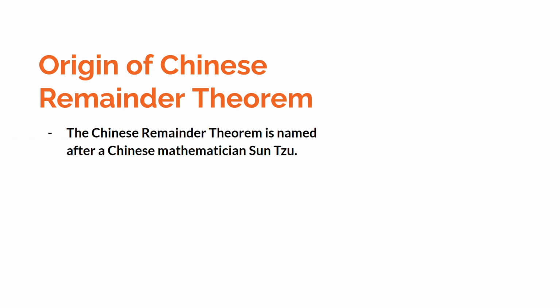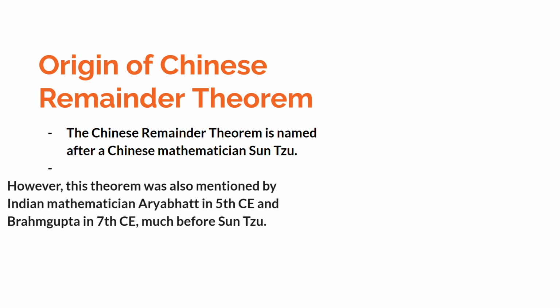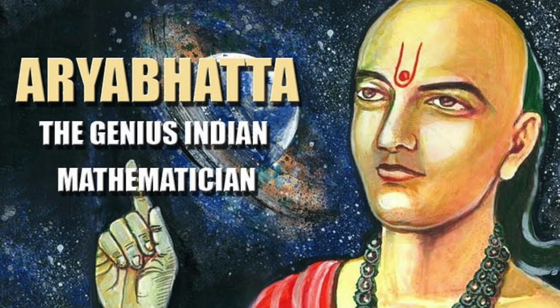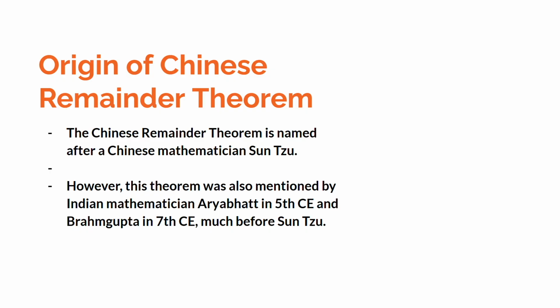So it has got its name as it is believed that this theorem has been founded by Chinese mathematician Sun Tzu. Although there is also another belief that it was already known by Indian mathematicians like Aryabhatta and Brahmagupta much before Sun Tzu, like it's mentioned in their books. So that's about the origin.